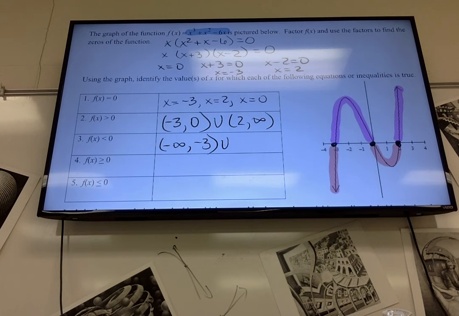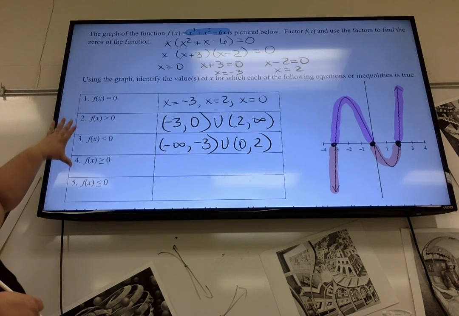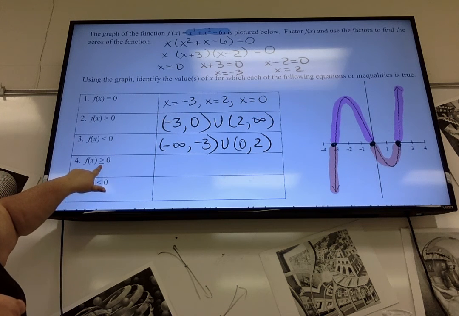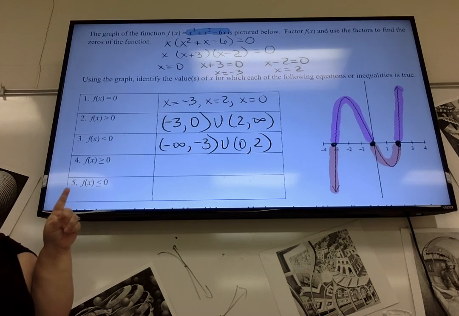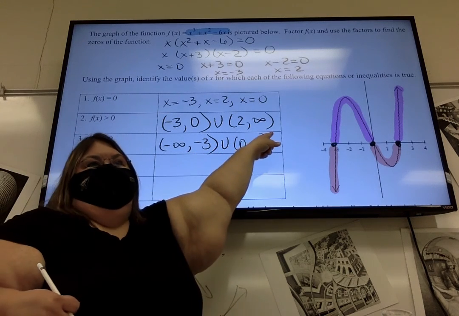Where's the next one pick up? 0 to 2, and for the same reason you're not going to include those. Now, how is 4 different than 2? It's also including if it's on the x-axis. Yeah, it's going to include the endpoints here, except for which one? Yeah, you can't include infinity.